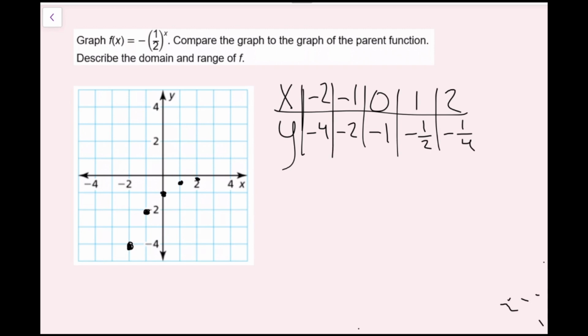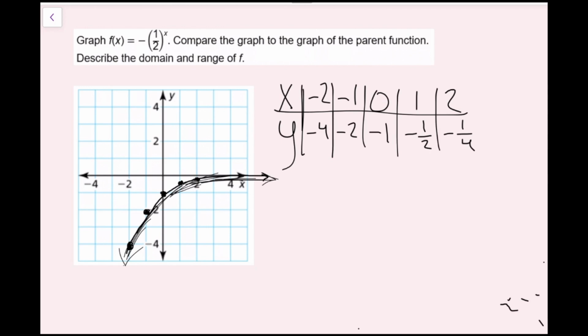Okay, so we can see our graph right here. So I'm going to draw a sketch through it. So this is a pretty basic sketch of my graph. Once again, you could try to draw a smooth curve through this if you wanted to, like this. Okay, either way works. Now I want to graph the parent function on here so I can compare them.